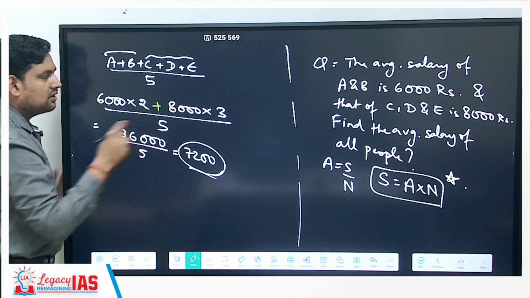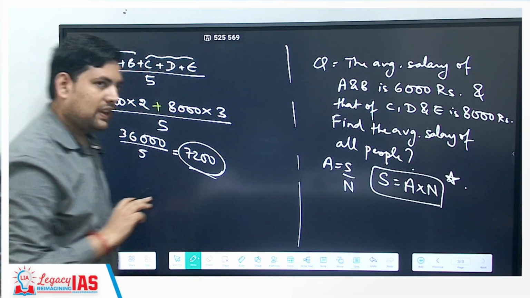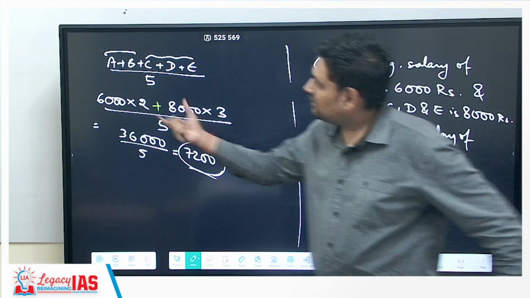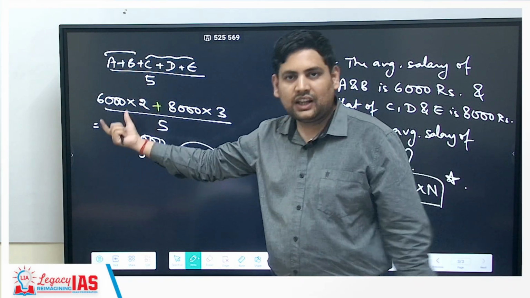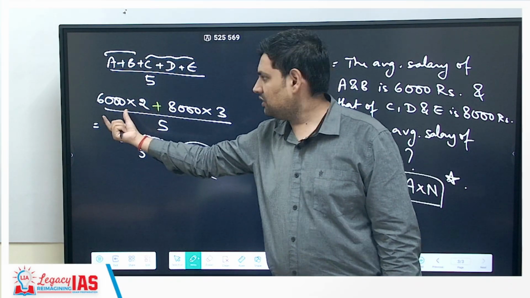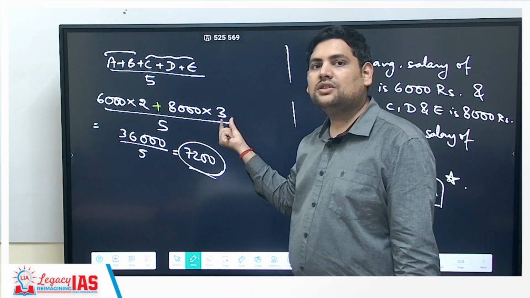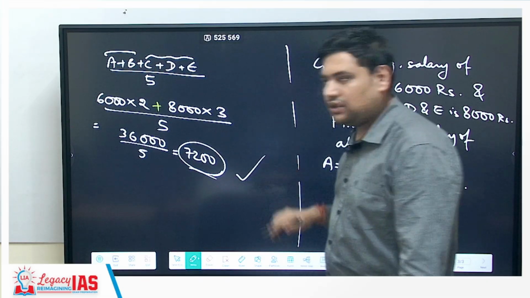But this came in just 1 line. Understood? So this makes it much faster. What we have used instead: here directly we are writing, in place of sum, average into the number of items. Average into the number it is the average of, add that, and get to the answer faster.